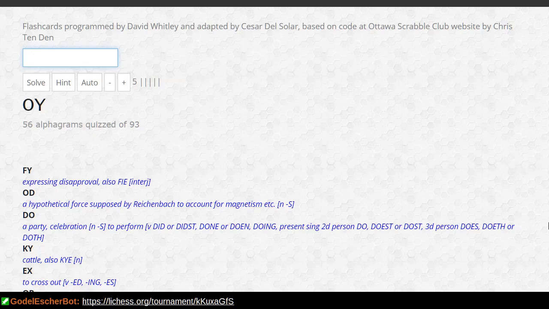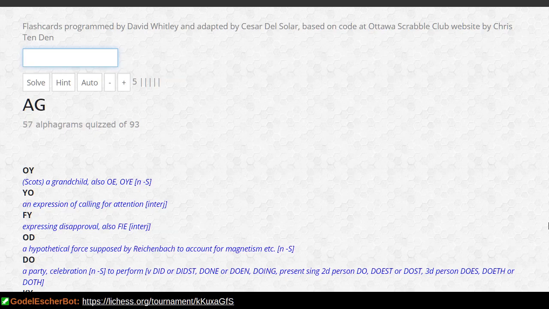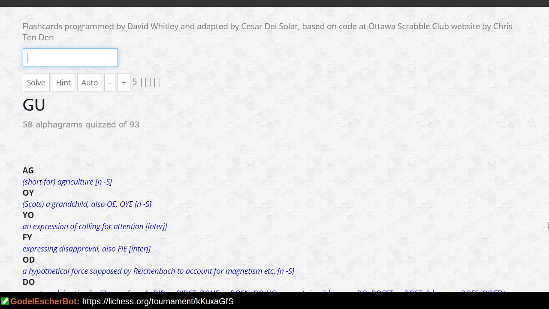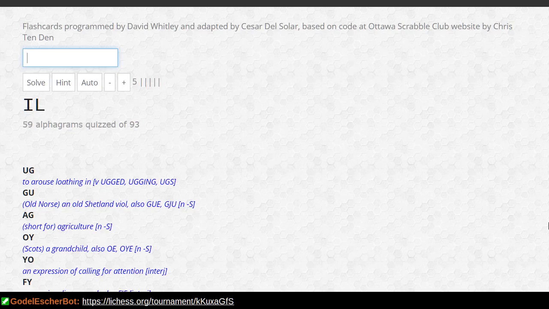Phi to disapprove. That's a different way of spelling phi. Yo. Calling for attention. Oi is our interjection. No. It's a grandchild. All right. Ag is agriculture. Is it goo? It is. But that's also ag. So goo, old Shetland vial. All right. To rouse loathing in. So you can spell that without an H. Well, no, UGH is an interjection, but UG is to arouse loathing.